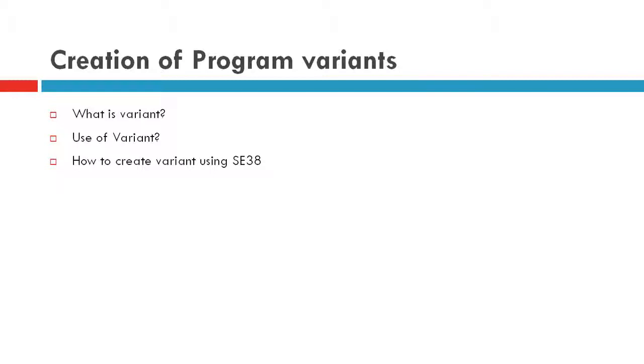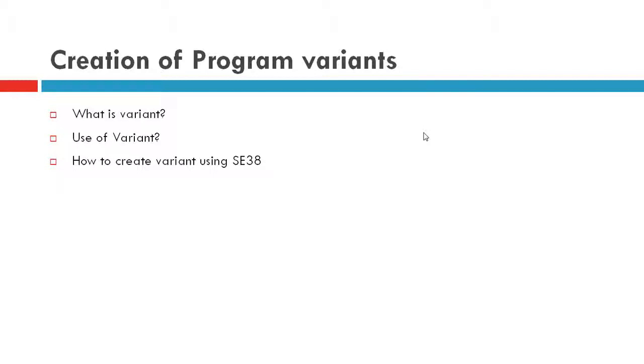So that is a variant. And the use of a variant is basically that it reduces the manual effort of putting in the same value every time. If the user is running one program 10 times a day, rather than putting in those different values 10 times, he can just select the variant and utilize that. So we have to understand how to create those variants.